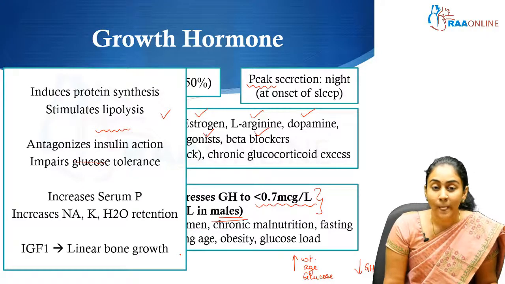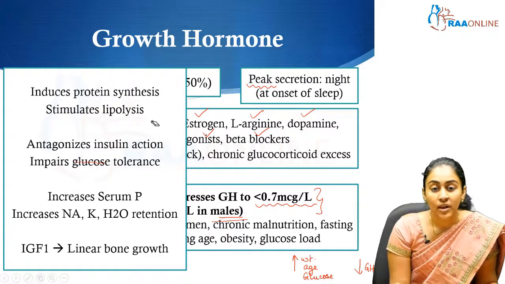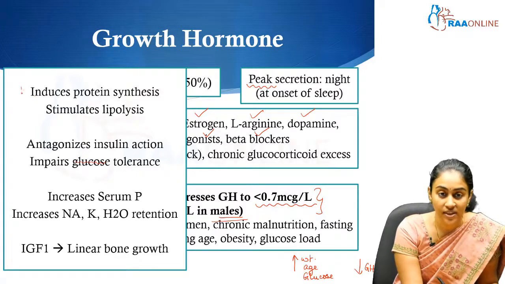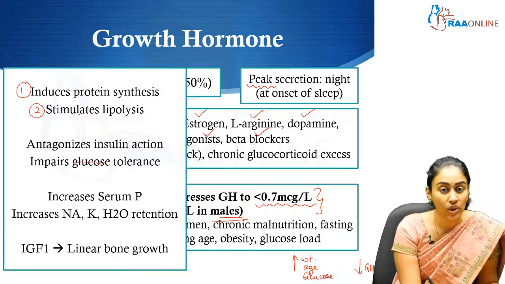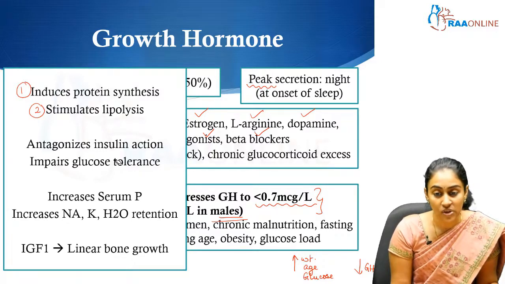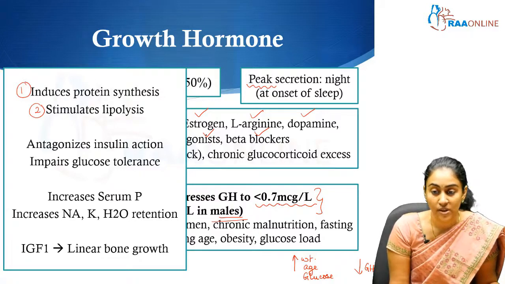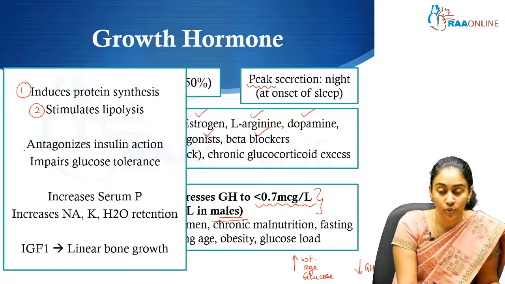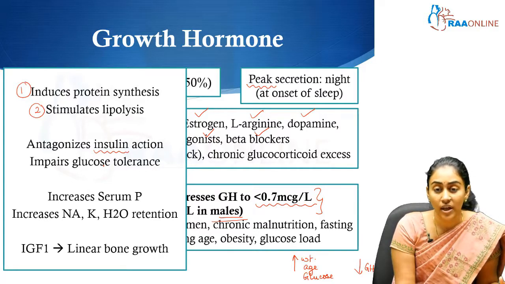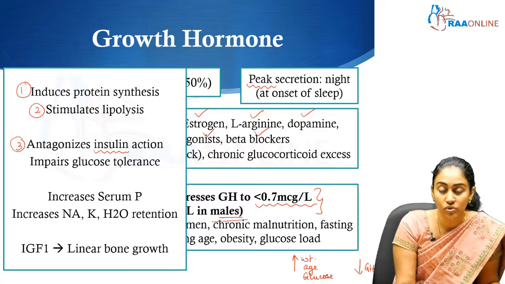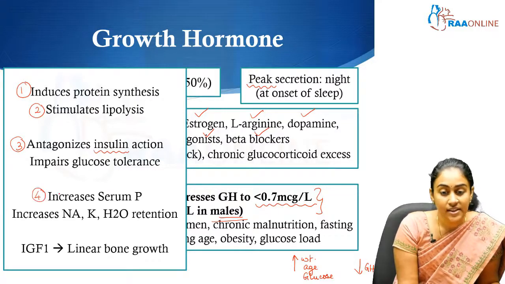Now, having covered growth hormone levels, let us look at the different functions of growth hormone. One of the major functions is that it induces protein synthesis and increases nitrogen retention. It also stimulates lipolysis. So, on one hand, it increases protein synthesis, and on the other hand, it stimulates lipolysis. It antagonizes glucose action, which is why most of the tests include the glucose suppression test, where we give a glucose load and see if the growth hormone is suppressed to a certain level. This tells us that the intrinsic action of growth hormone is the exact opposite of that of insulin, and insulin-induced hypoglycemia is one of the strong stimulators of growth hormone. It antagonizes insulin action and hence impairs glucose tolerance and increases glucose levels. It also increases serum phosphate and increases sodium, potassium and water retention.